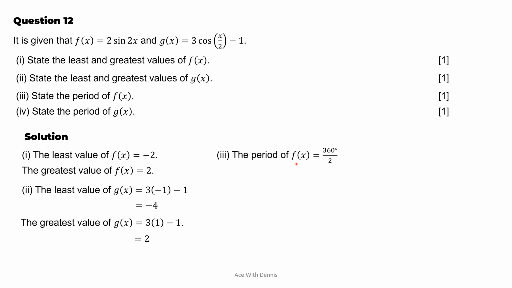For part 3, to get the period, it will be just taking the 360 degrees divided by the b here, the value in front of the x. So for f(x), it will be 360 divided by 2. The period is 180 degrees. For g(x), our b is actually half here. So the period of g(x) will be 360 divided by half, which means that it is 360 times 2. And the period of g(x) will be 720 degrees.